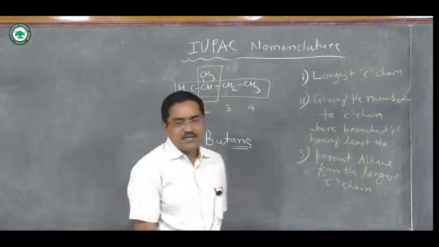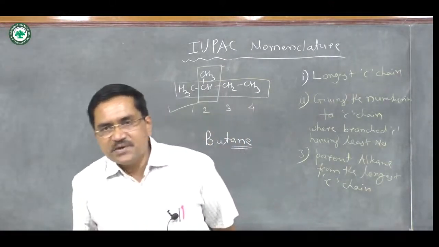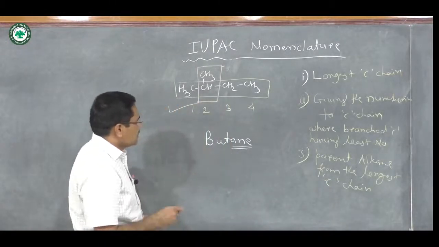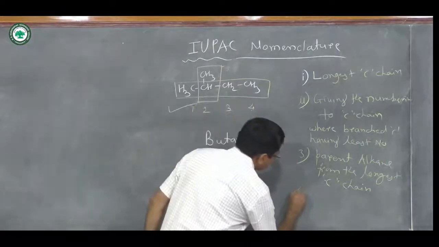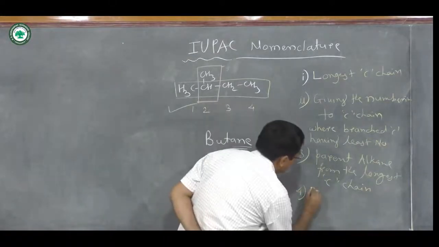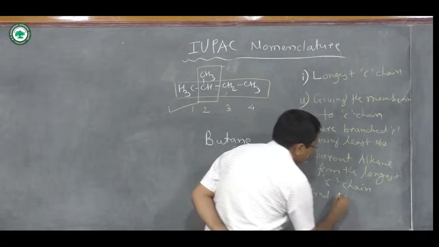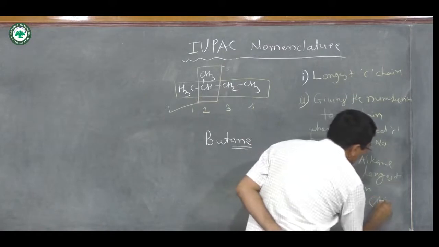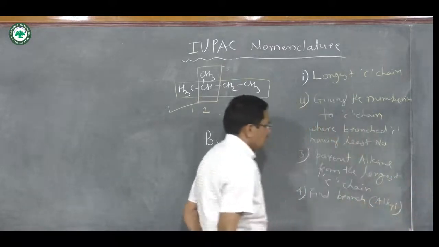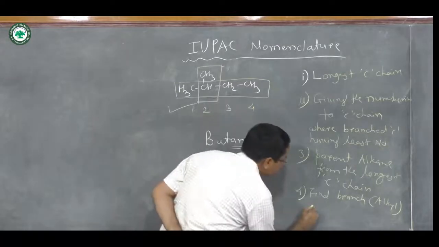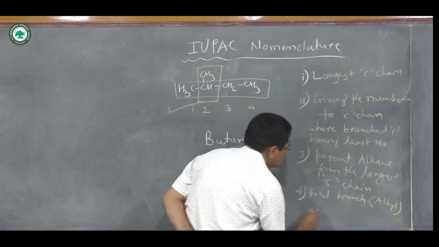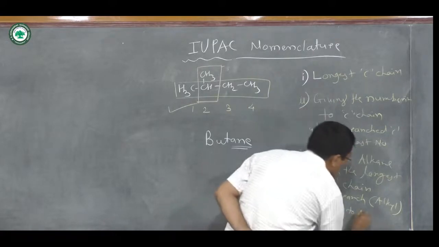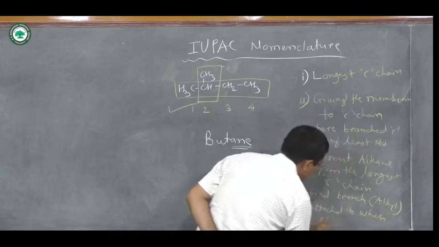Ane is the suffix for the alkane, butane. And the fourth step, find the branch. Branch is nothing but the alkyl group attached to the chain. Find to which carbon atom the branch is attached.